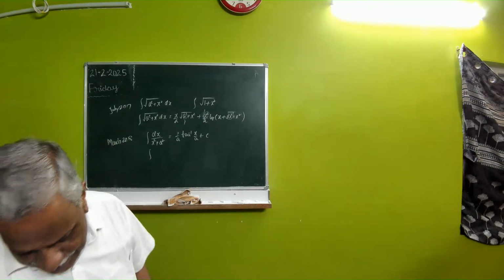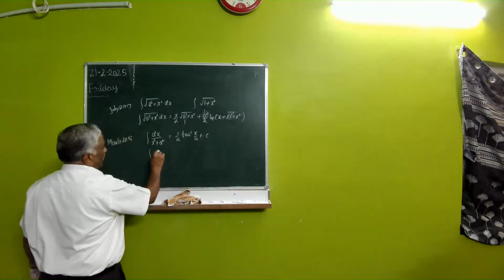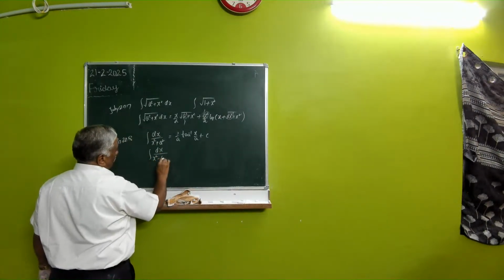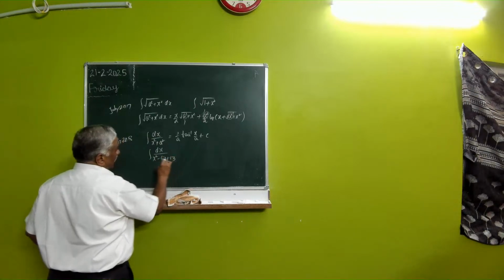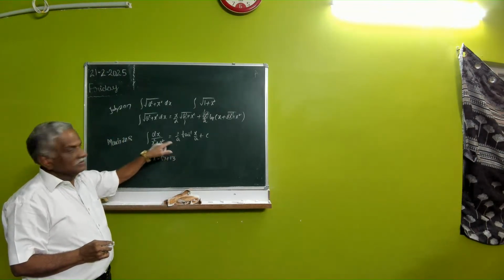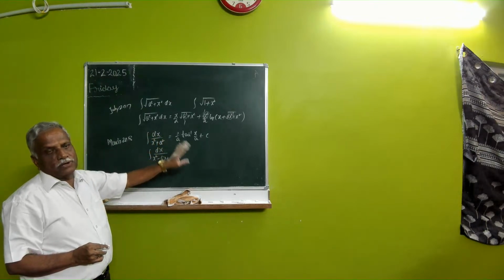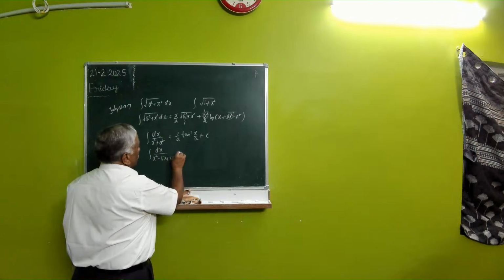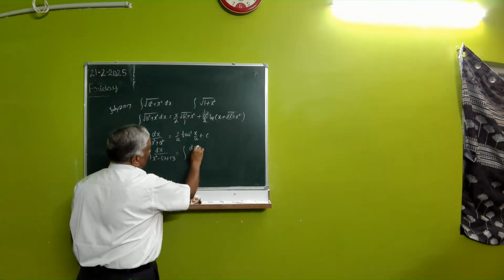dx over x square minus 6x plus 13. I repeat, this you cannot write directly, you have got to prove it. What is the method? Put x is equal to a tan theta and work it out. We have done the problem. So this is by completing the square.